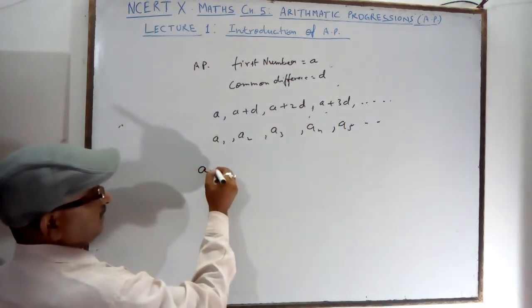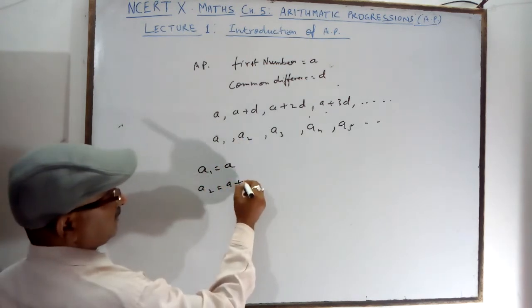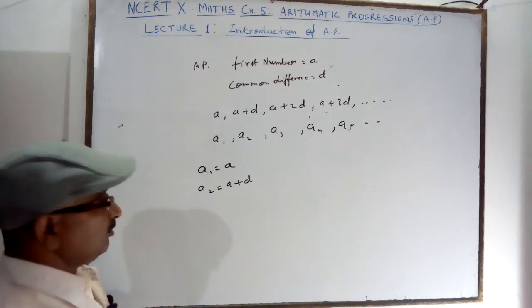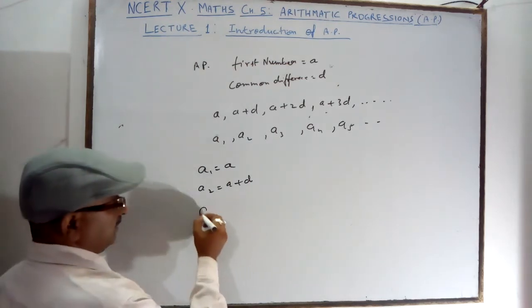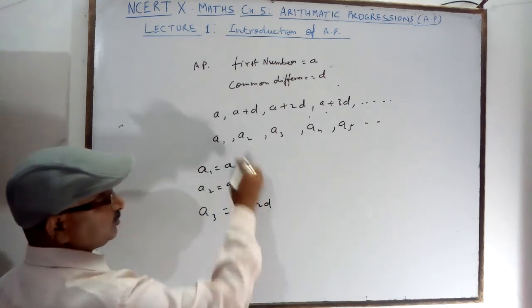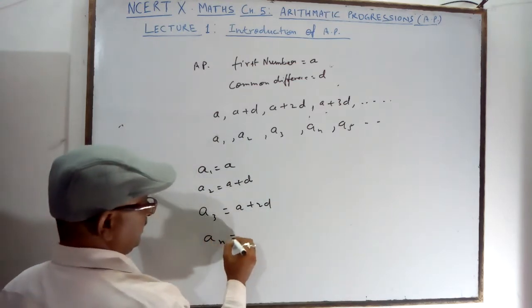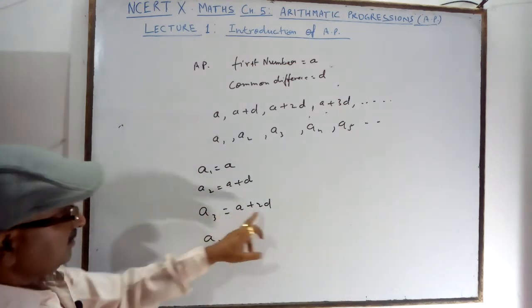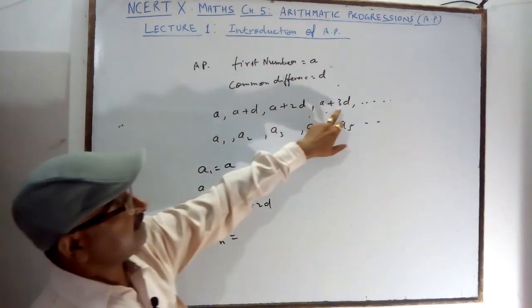So what is a1? a1 is a, the first term. What is a2? a2 is a plus d. And a3 is a plus 2d. If you generalize this, you can get an. Here the third term has 2 times d, and the fourth term has 3 times d.